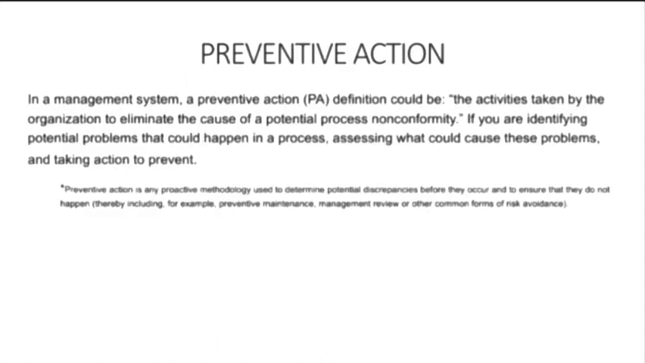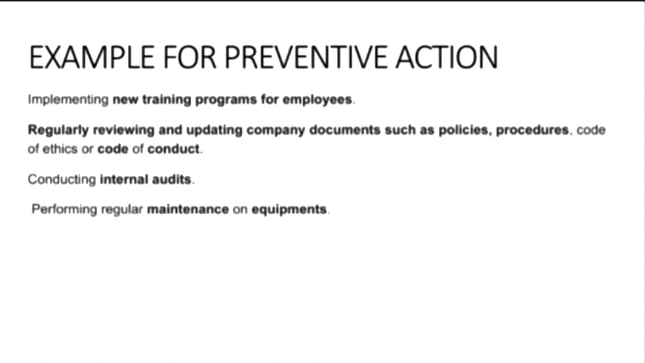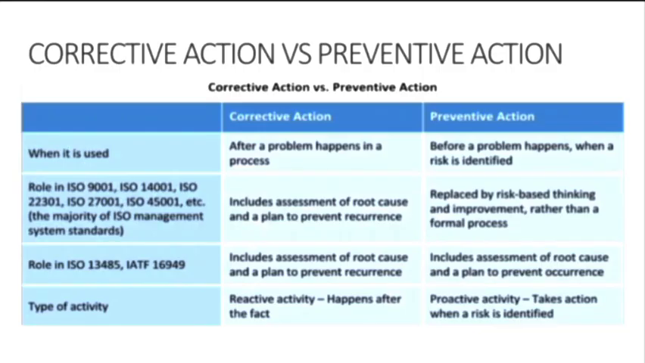The second one is preventive action. Preventive actions are the activities taken by the organization to eliminate the cause of a potential process non-conformity. Preventive action is any proactive methodology used to determine potential discrepancies before they occur and to ensure that they do not happen. Examples of preventive action include implementing new training programs for employees, regularly reviewing and updating company documents, conducting internal audits and performing regular maintenance on equipment and machinery also.